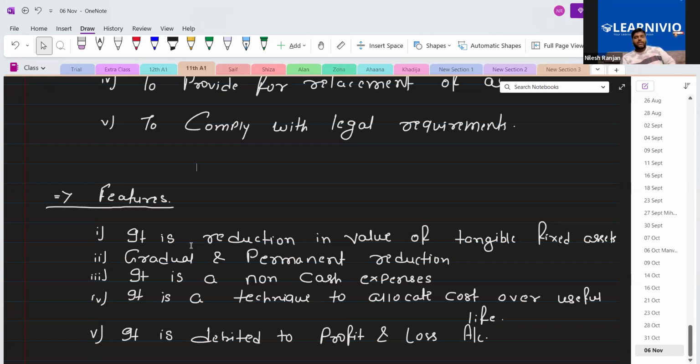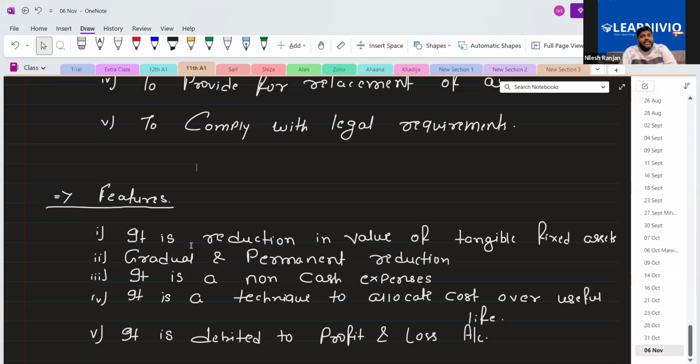The third is that it is a non-cash expense. Non-cash expense means when we charge depreciation, only the value of the asset reduces. Nothing else happens. There is no cash coming into the business and no cash going out from the business. That is why it is a non-cash expense.